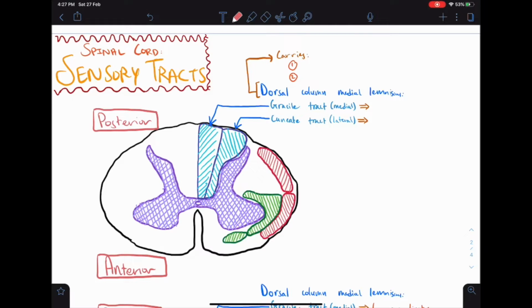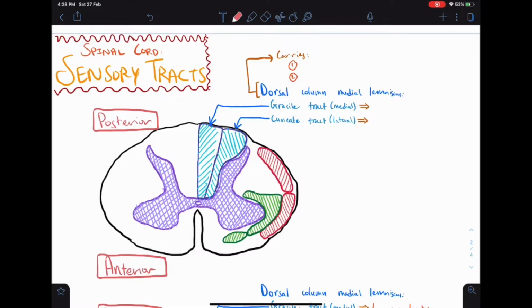Okay, now we know that the white matter is basically where all the tracts and where all the axons ascend or descend in the spinal cord, while the gray matter is where the synapsing occurs. Hence, all the sensory tracts, as well as the motor tracts, since they're tracts, will be found in the white matter.